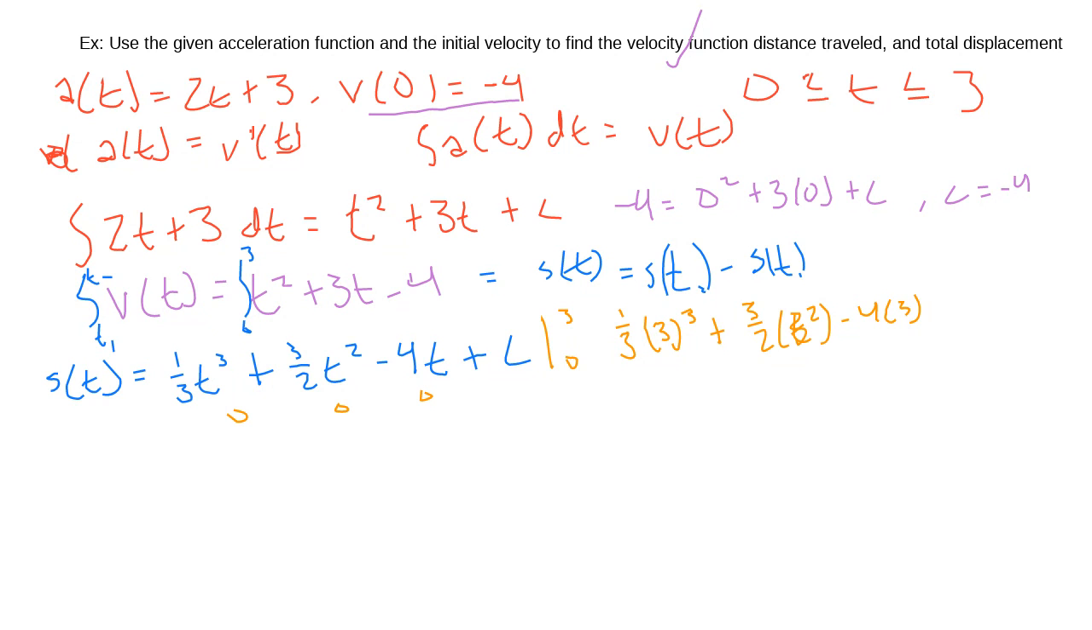So if we plug this in, 3 cubed is 27 over 3, which is going to be 9, plus 3 squared times 3 over 2 is going to be 27 over 2, plus, or well, minus 4 times 3, which is 12. So we're going to get 27 over 2 minus 3, which is equal to 21 over 2. So that is going to be our displacement.